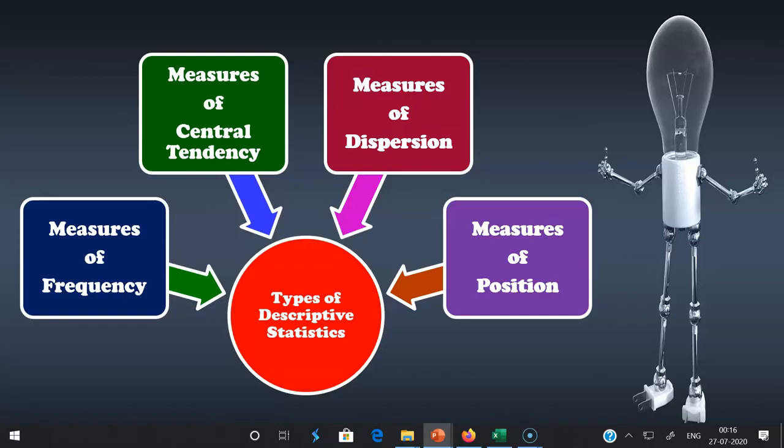The fourth type is measures of position. It consists of percentile rank and quartile ranks. It describes how scores fall in relation to one another. It relies on standard scores, and it's used when we need to compare the scores to normalized scores, for example, a national norm.